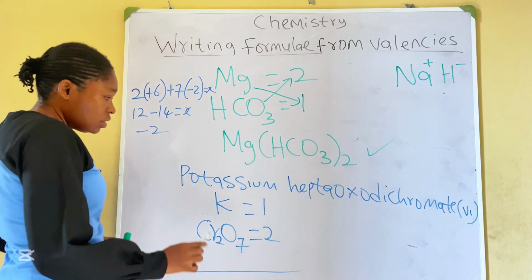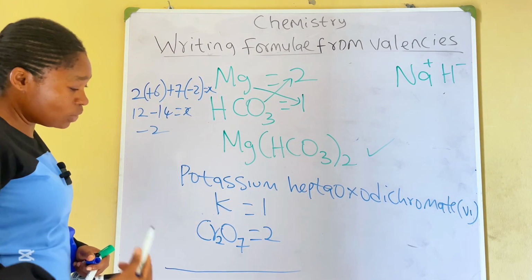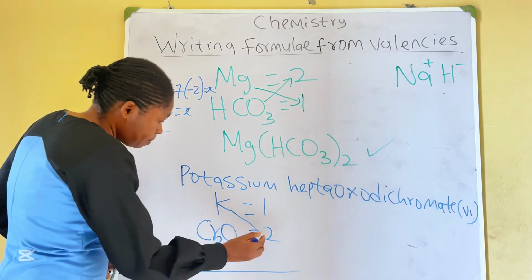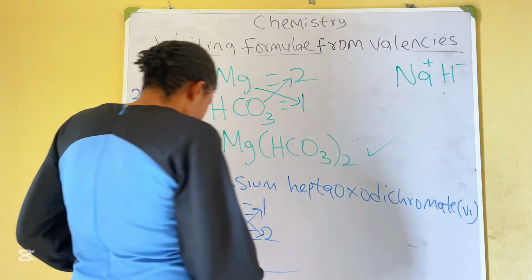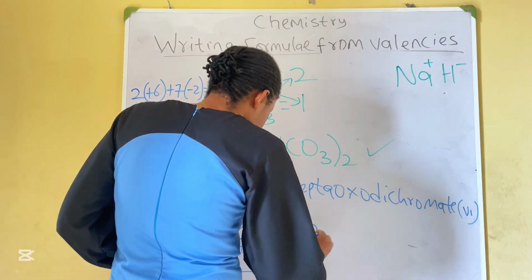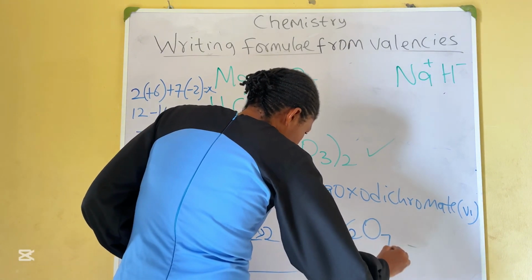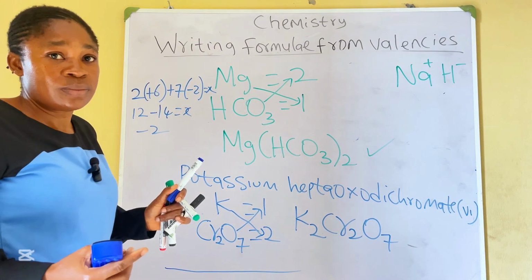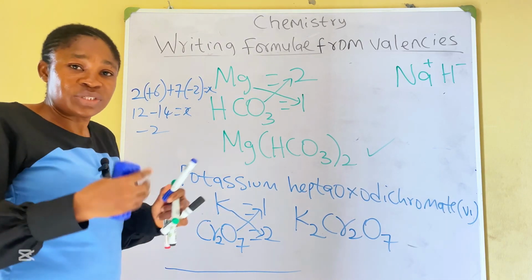But if you know it, you might not need to waste your time working this out. If you know Cr2O7 is 2 minus, you put it and interchange it. So now you will have K subscript 2 Cr2O subscript 7. Question: when you do it, post it in the comment section so I'll see it and commend you.